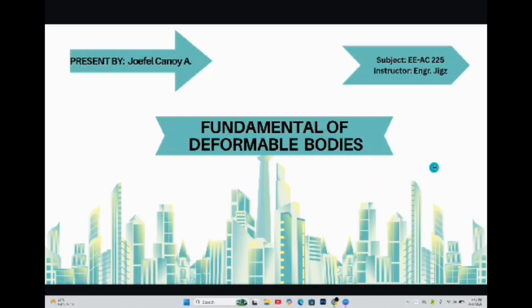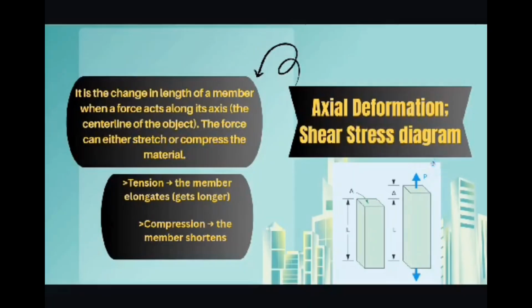So let's proceed to axial deformation. It is the change in length of a member when a force acts along its axis, the center line of the object. The force can either stretch or compress the material. Just like the picture here, this is what we call tension, where it elongates the object or material. And here, this is compression, where the member shortens.